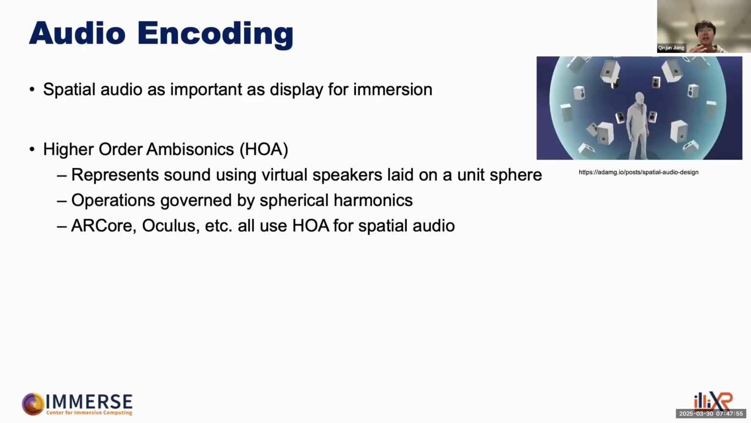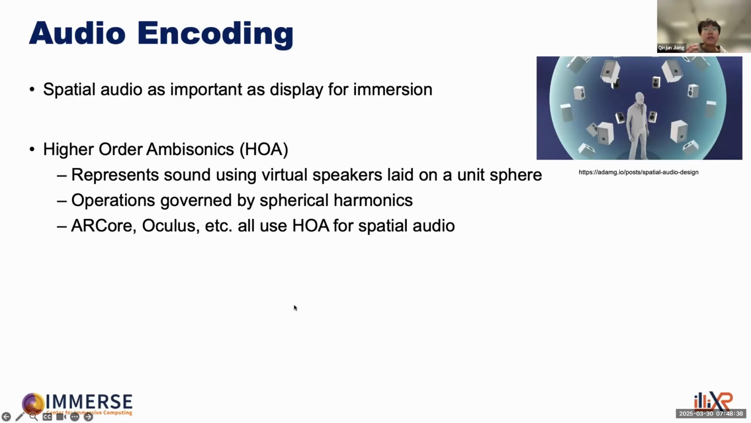So the first thing to create this spatial audio is we have to encode the sound into a specific format, which is higher order ambisonics, or HOA. How the HOA represents the spatial audio is that it imagines the user is in the middle of a unit sphere, and there are many different virtual speakers attached to the sphere, and we simulate where the sound is coming from by attaching it to those virtual speakers.